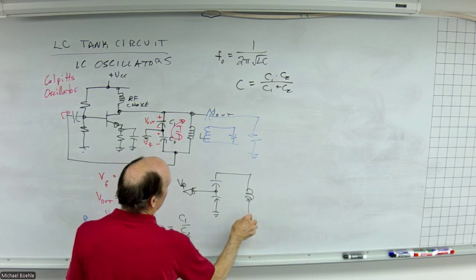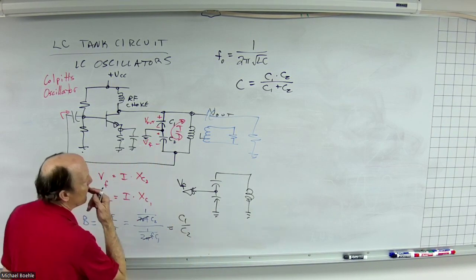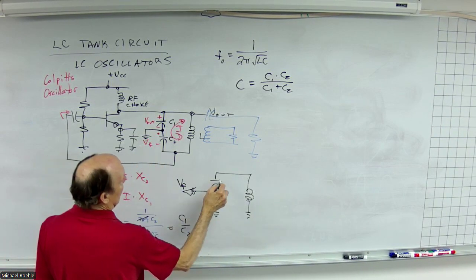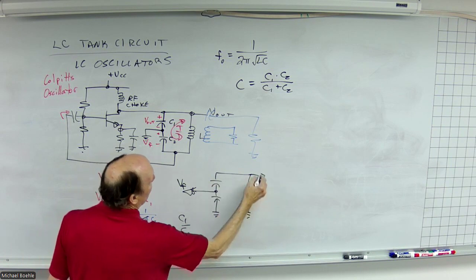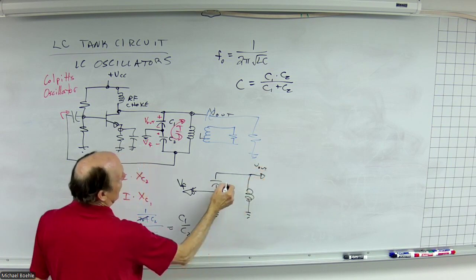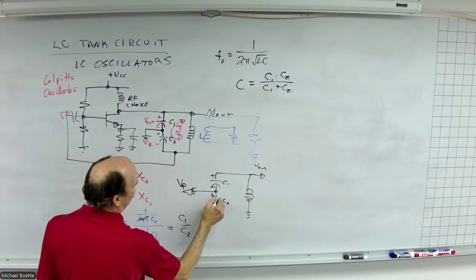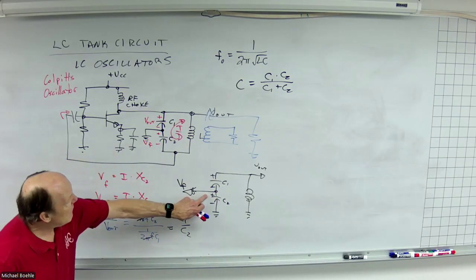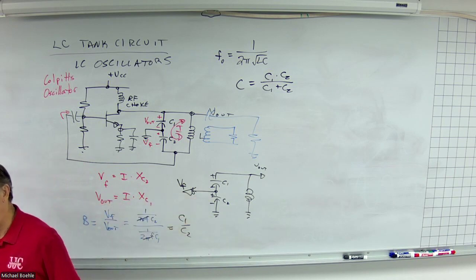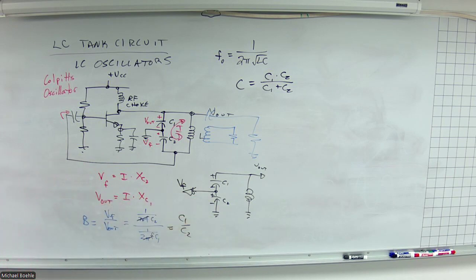Now, how is this different? Well, again, my output voltage is actually for C1 and C2, both voltages. So if I look at my positive half cycle, the feedback is positive with respect to ground or in phase. And remember, common base amplifiers do not invert.